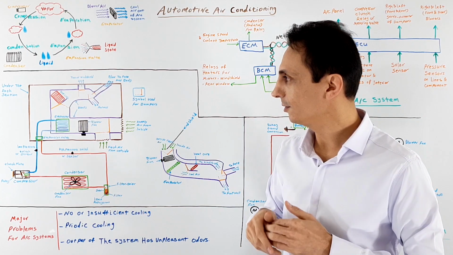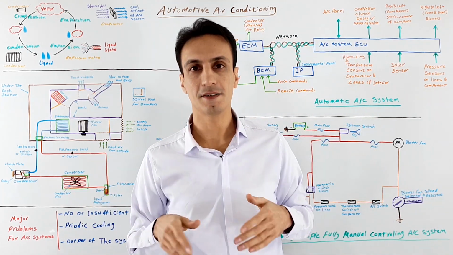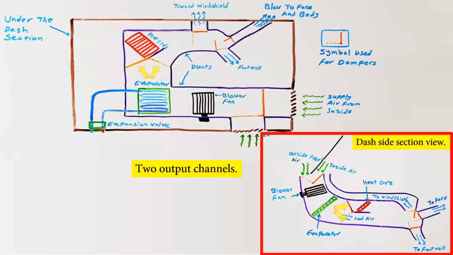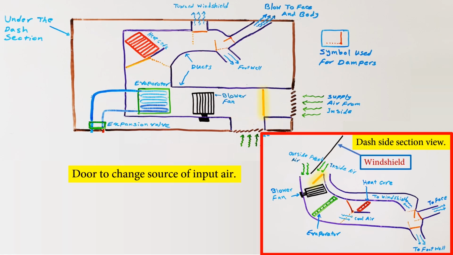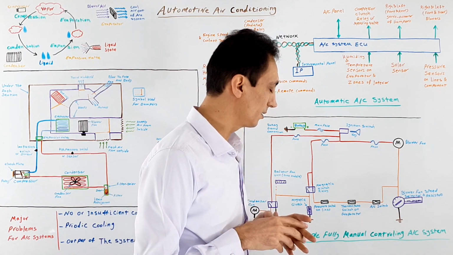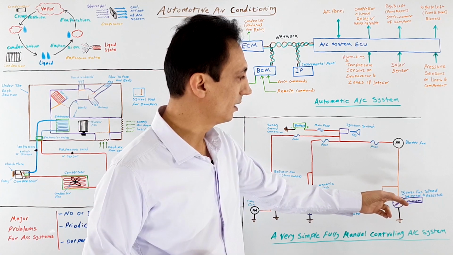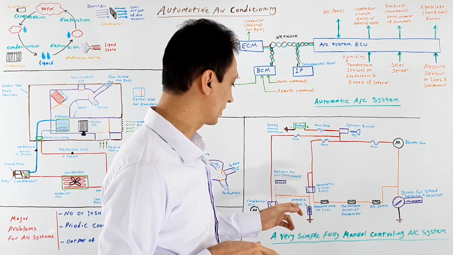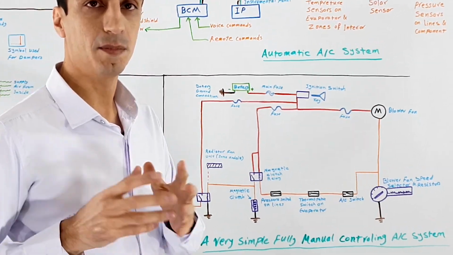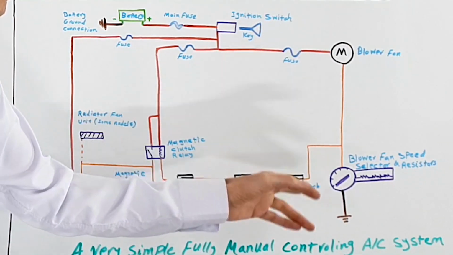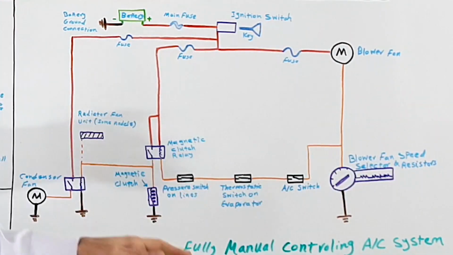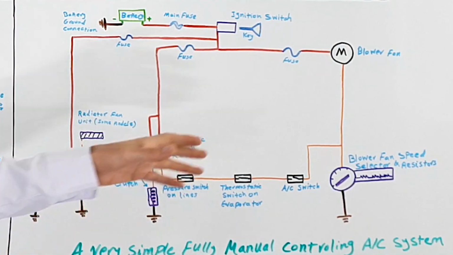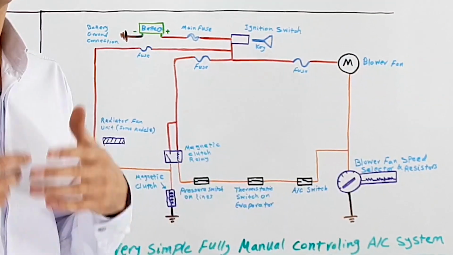Now, if I divide the whole system into two sections of under the dash and under the hood, I think you know the details of under the dash for manual systems if you have watched this video up to this second. Only things that I want to add here are AC on button and blower fan speed selector that are part of the electrical power for compressor clutch and condenser fan. And it means that by commanding AC system to switch on and selecting a blower fan speed, compressor clutch, condenser fan, and under the dash blower fan will switch on.